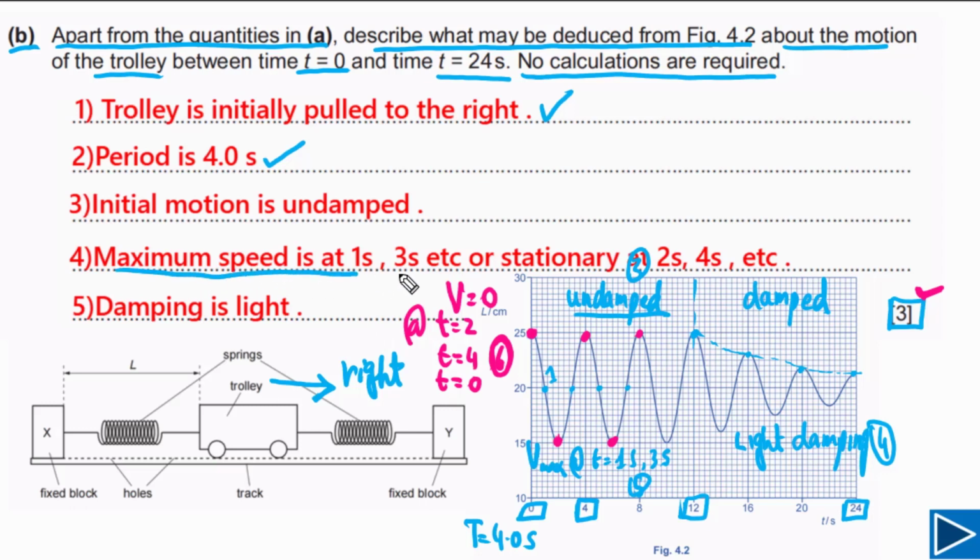Maximum speed is at t is equal to 1 second, meaning the speed is maximum here, and the trolley is stationary at this point, meaning t is equal to 2 seconds, 4 seconds, even 0 seconds, as we have discussed here. Damping is like we have discussed here. So you can write down any 3 points, you will get 3 marks. And each mark is a P mark, meaning this has to be in your answer. You can include any 3 points from here.